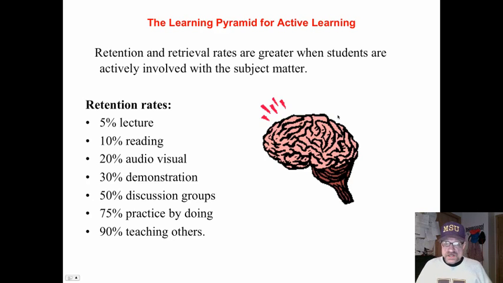As well, here's this nice learning pyramid for active learning. Retention and retrieval rates are greater when students are actively engaged. Now here's retention rates. Low, low, low, low. The more they discuss something, the more they practice something, the more they have to teach or explain to others. Social learning. Everything is for a reason. Less retention and transfer, more retention and transfer.